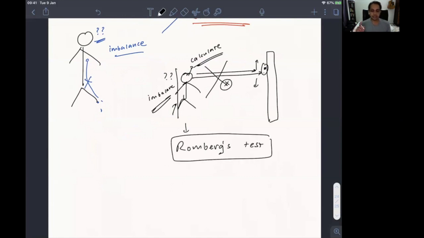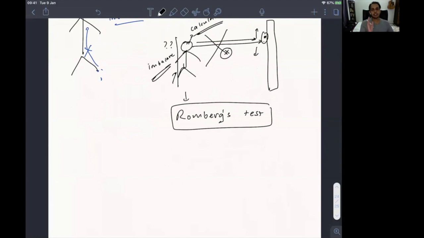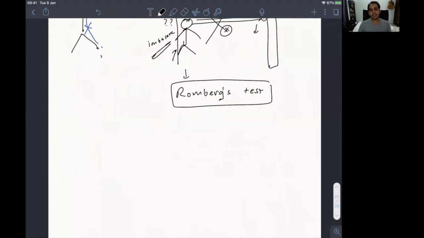So Romberg's test is basically when you ask the patient to stand and with his eyes open, there is not much imbalance. But as soon as the eyes are closed, there is significant imbalance. There is risk of falling. That is Romberg's test. If there is imbalance even when the eyes are open, that is not Romberg's test. So you won't say Romberg positive if there is ataxia or imbalance when eyes are open.